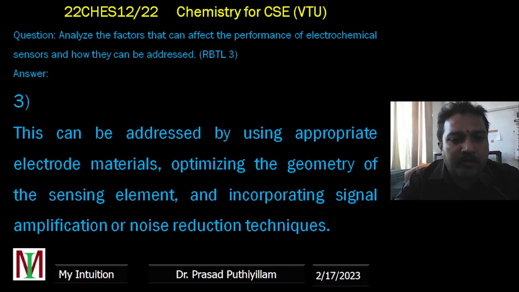Material means the electrode which we use, the material chosen has to have maximum efficiency of detecting, of sensing. The geometry of the sensing element has to be checked. Then the amplification of the signal which is generated, and the reduction of the noise, will all affect the entire device.